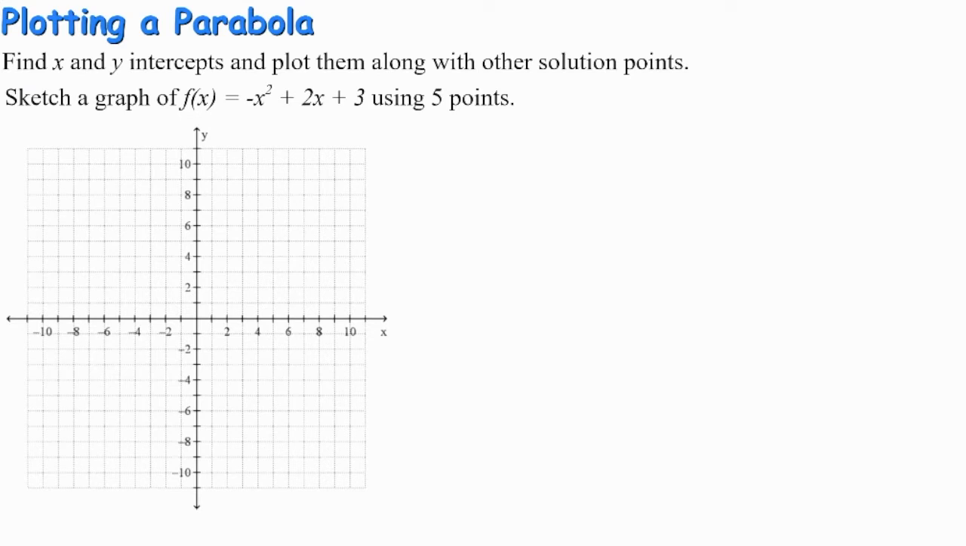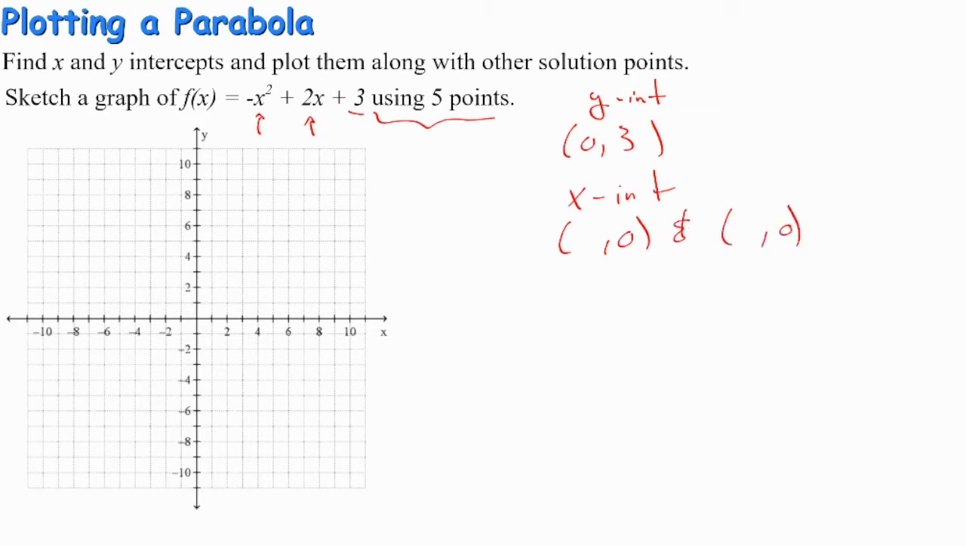So we're going to plot this parabola. It says find the x and y intercepts and plot them along with other solutions. We're going to sketch the graph using 5 points. So to find the x and y intercepts, we set x equal to 0 and solve, and then set y equal to 0 and solve. So the y-intercept is when x is 0. If we plug in 0 for x, we get 3. And the x-intercept is when y is 0. And we're going to get 2 solutions this time.